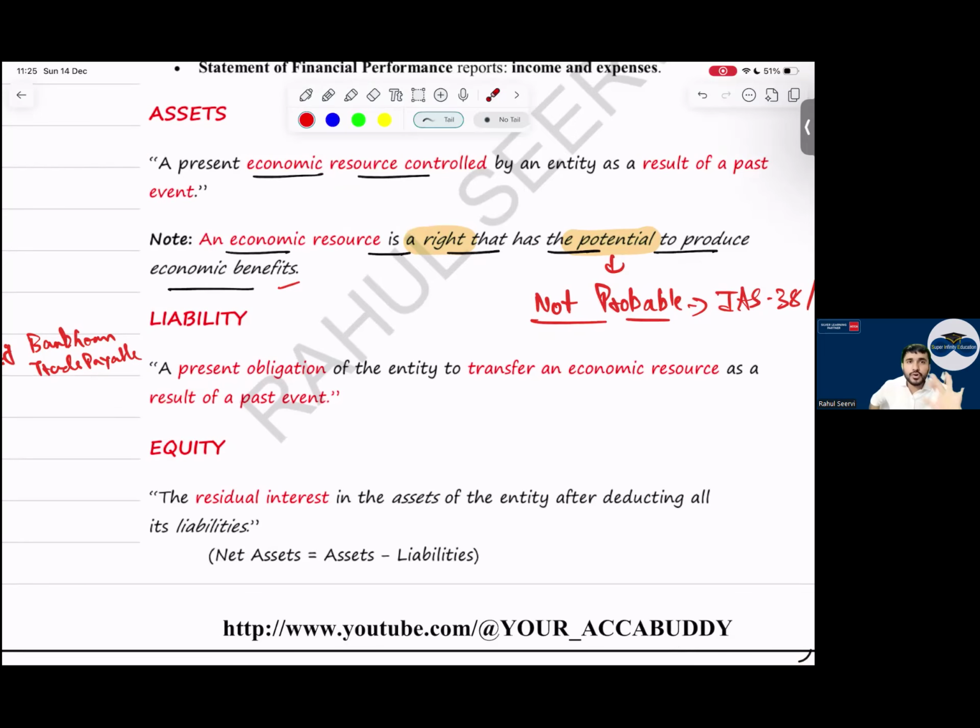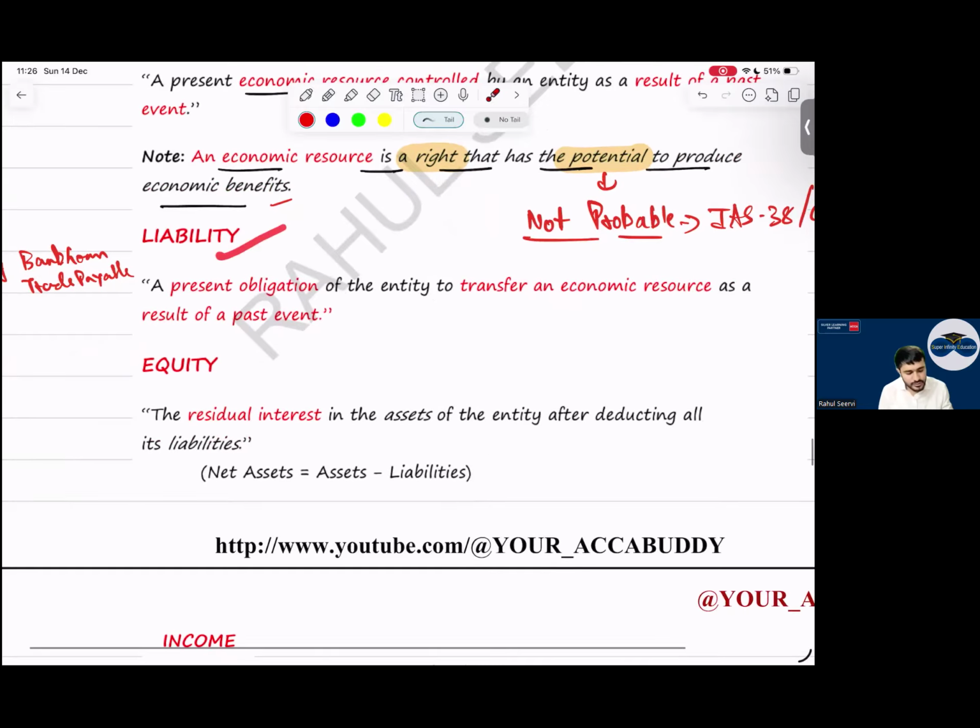It is potential. Potential should be there. Today, if I have an elephant or a dolphin, I say it is an asset for me because the potential is that they'll provide me economic benefit. Either I'll sell them, yes or no, or if I have a zoo, etc., they'll provide me economic benefit in one or the other ways. So I say it is an asset. Simple. Liability: obligation to transfer economic resources as a result of past event.